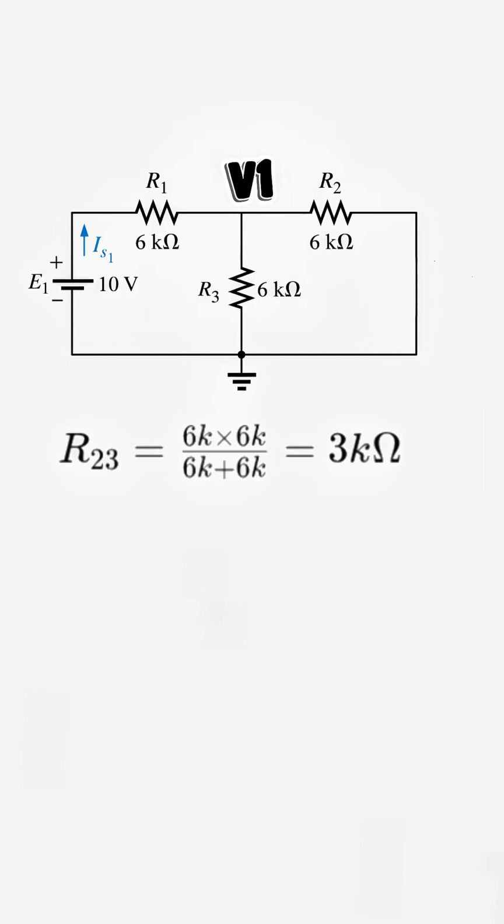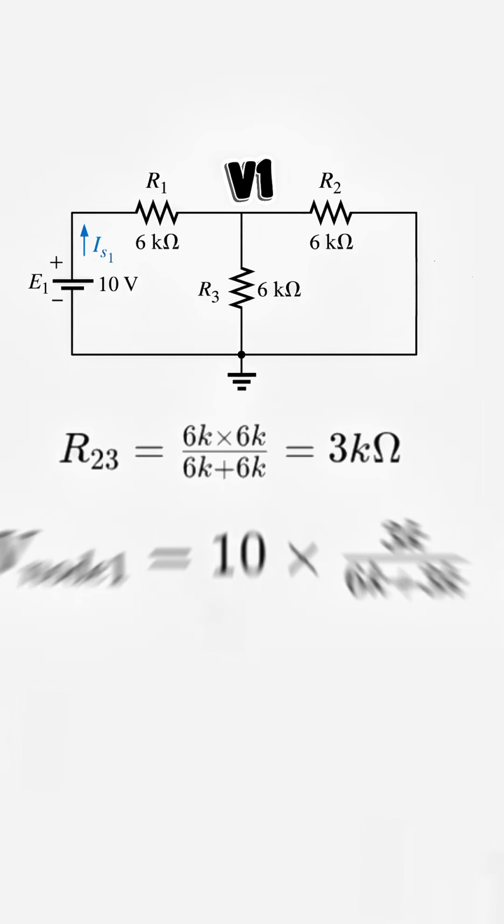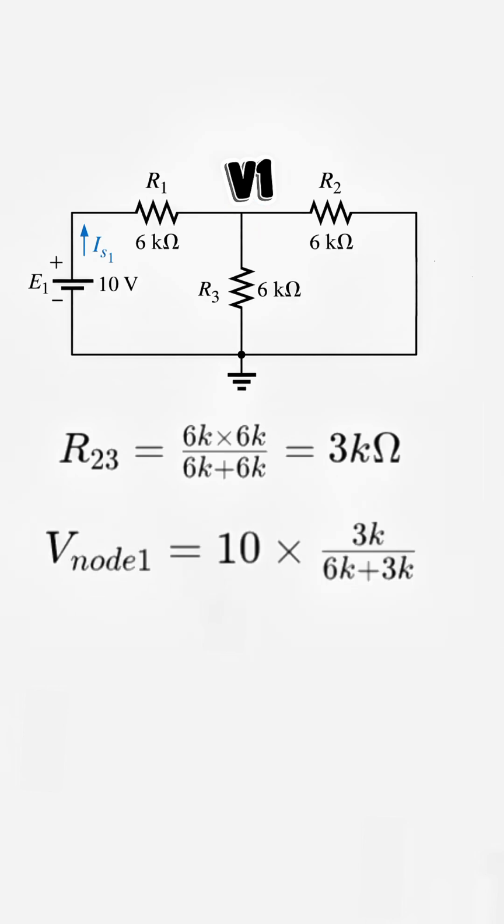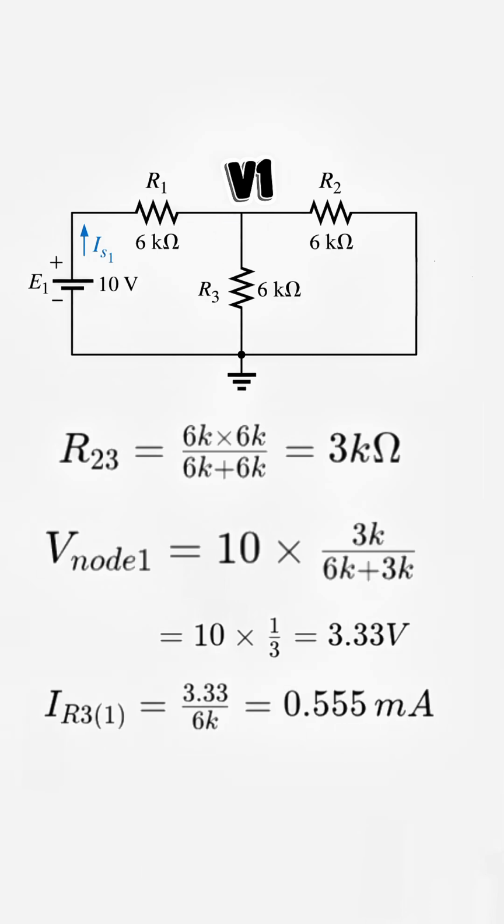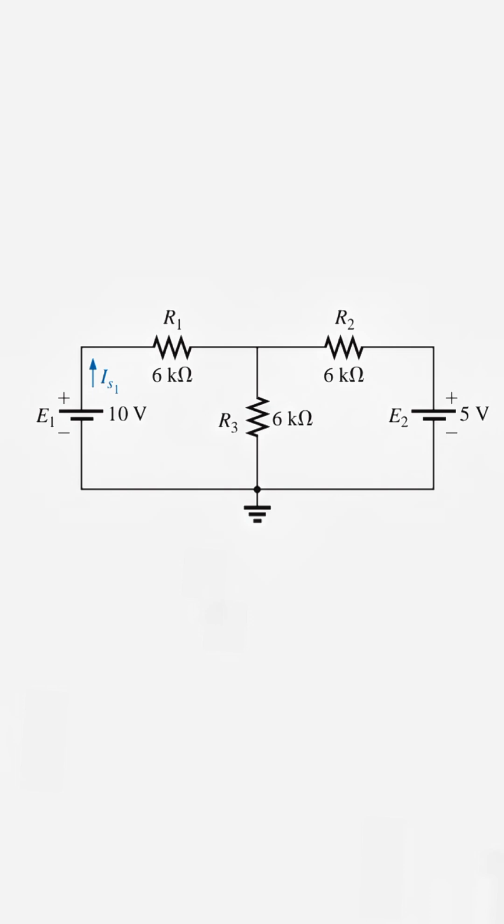Next, apply the voltage divider rule. The node voltage becomes 10 times 3K divided by 6K plus 3K. That gives 3.33 volts. Now, find the current through R3. Current equals voltage over resistance. So 3.33 divided by 6K gives 0.555 milliamp. Good. Now case 2.